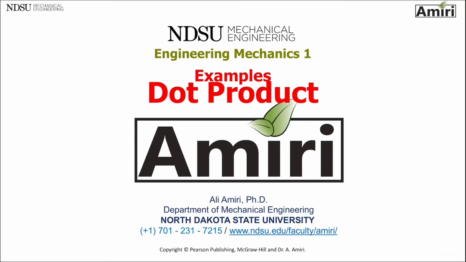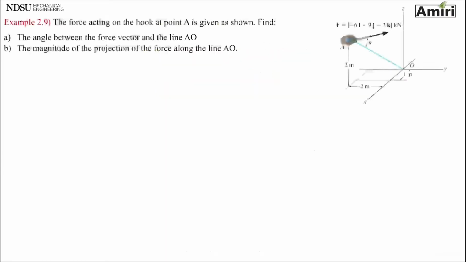Hello, in this video I will go over some examples of applications of dot product. First example is about finding the angle between two vectors and also the magnitude of projection. So the force acting on the hook at point A is given. Find the angle between the force vector and the line AO. That's one of the applications of dot product. And then the magnitude of projection of the force along the line.